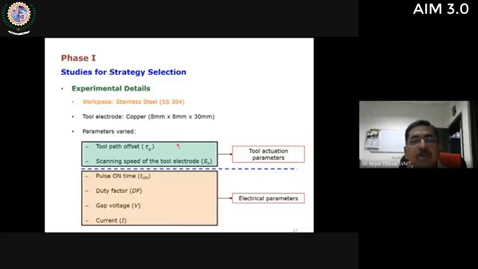In case of tool actuation parameters, tool path offset and scanning speed of the tool electrode, tau 0 and S0, were varied and studied. As far as electrical parameters are concerned, pulse on time, duty factor, gap voltage, and current were varied and studied. The effect of change in these parameters was studied.